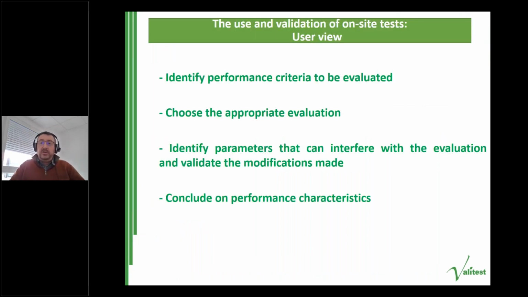Here are the different items I will address in this webinar. These items are presented as advice for the user. First, you should identify the performance criteria to be evaluated, then choose the appropriate evaluation, identify parameters that can interfere with the evaluation and validate the modification made. And finally, conclude on performance characteristics. To make the presentation clearer, I will use examples taken from the test performance studies, which included on-site tests and different opinions from TPS organizers, of course organized in the framework of the VALITEST project.